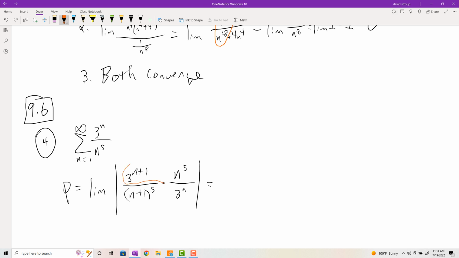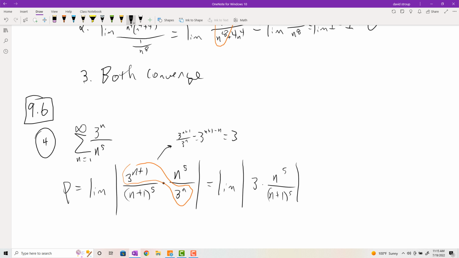3 to the n plus 1 all over 3 to the n, that's just 3. You subtract the exponents. So that term would have been 3 to the n plus 1 all over 3 to the n, but that's the same as 3 to the n plus 1 minus n, which is equal to 3. Okay, so that first part is just 3, and then we have n to the fifth all over n plus 1 to the fifth. You could rewrite that if you want as the limit of the absolute value of 3n to the fifth all over n plus 1 to the fifth.